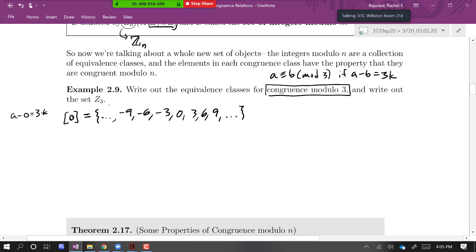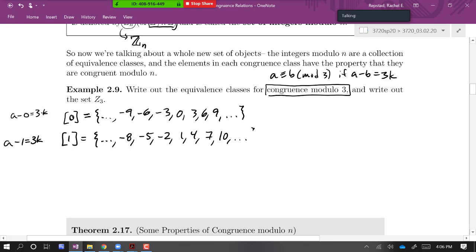An integer that's not represented in that set is 1. So let's find the equivalence class of 1. If A is related to 1, that means A minus 1 is a multiple of 3. Or in other words, A is 1 more than a multiple of 3. These are all the integers that are 1 more than a multiple of 3. So negative 8, negative 5, negative 2, 1, 4, 7, 10, and so on.